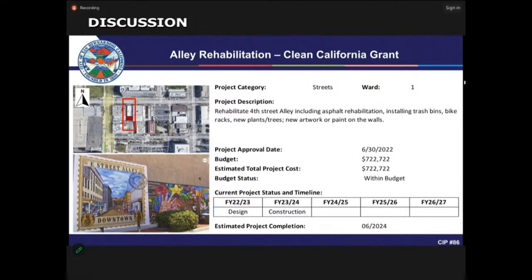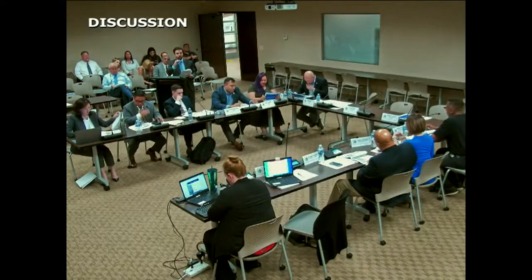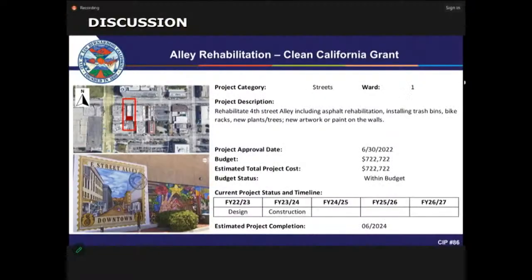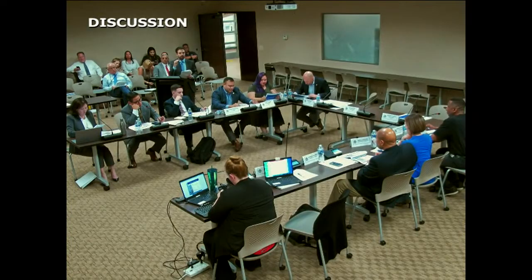Total funding from the Clean California grant is $723,000, which includes design and construction. We are currently in design procurement, and the anticipated completion is mid 2024 on this project. We are completing the design procurement, so we are getting the designer consultant on board at this time. We don't have a design yet, and this has been a year. Unfortunately, yes, it's been longer.